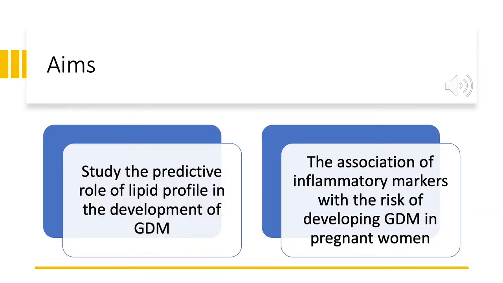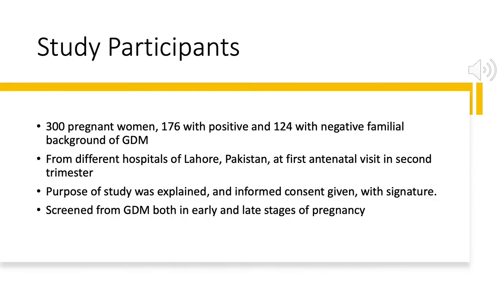This experiment aims to study the predictive role of the lipid profile in the development of GDM, as well as study the association of inflammatory markers in the patients with high risk of developing GDM. In this study, 300 pregnant women participated. 176 had a positive familial background of GDM, whilst 124 did not.